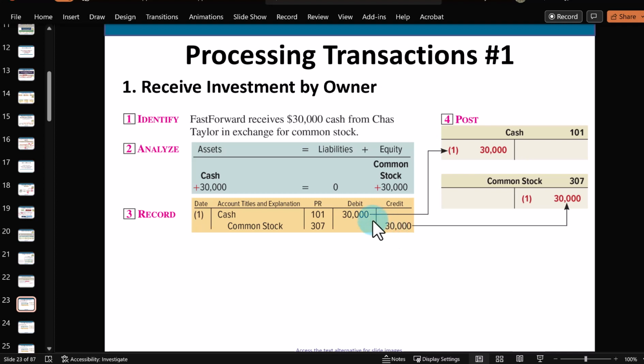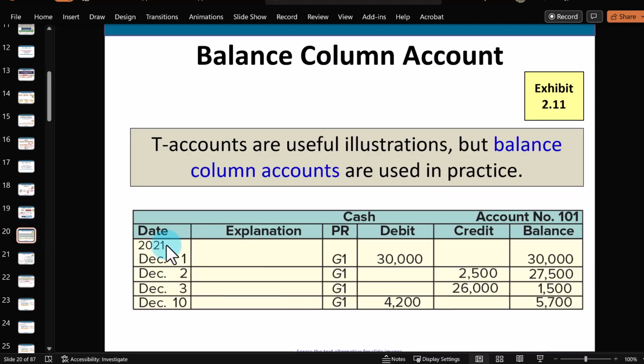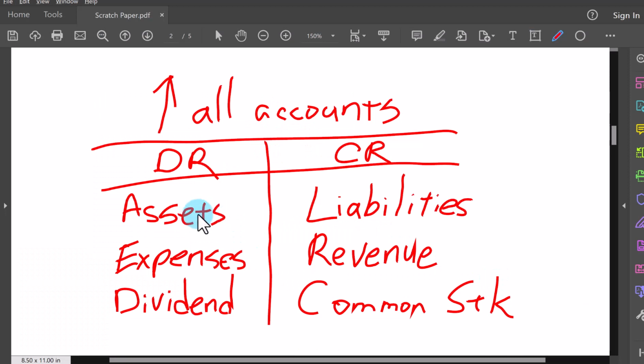Here you can see we're posting right away into the ledger accounts represented by these T's. The real ledger account would look like this here for cash. Here you can actually even see the T if I draw it in for you. Debits, cash as an asset, these are increases to the cash asset. And credits, this is decreases to the cash asset. Remember, that's the rule. Assets are increased with debits, and on the opposite side, decreased with credits.